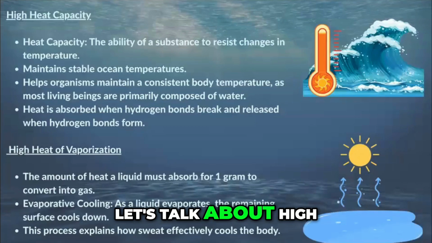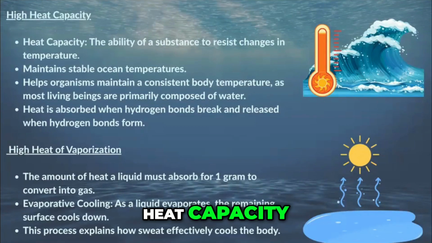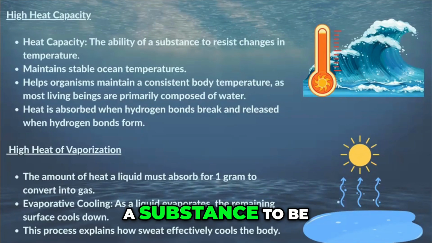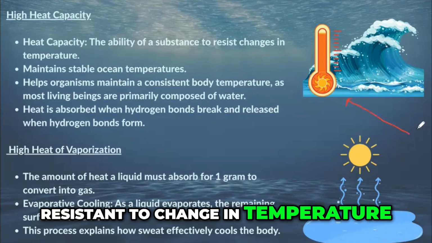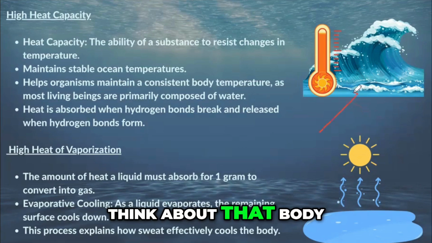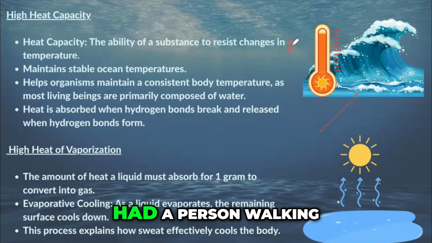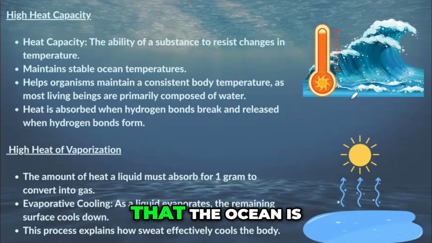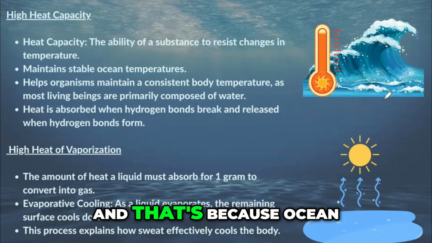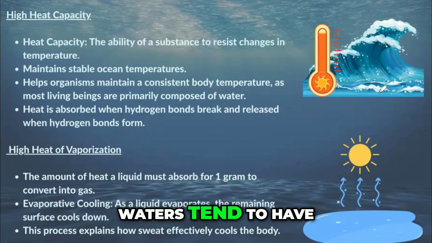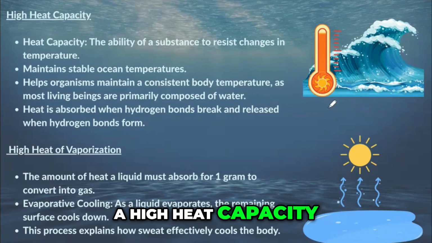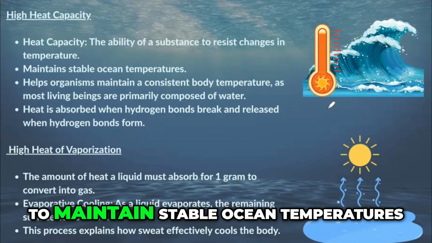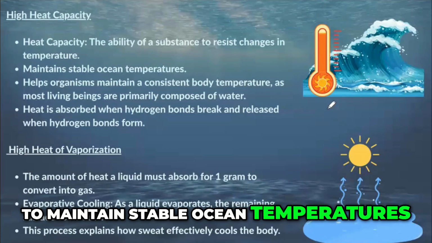Let's talk about high heat capacity. It's the ability of a substance to be resistant to change in temperature. I want you to think about that body of water where you had a person walking nearby in the sand, puts their feet into the sand, and then puts their feet into the ocean. If you ever notice that the ocean is a lot cooler, that's because ocean waters tend to have a high heat capacity, and that allows it to maintain stable ocean temperatures.